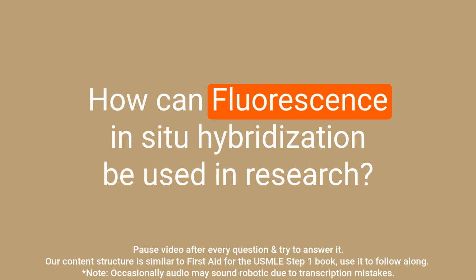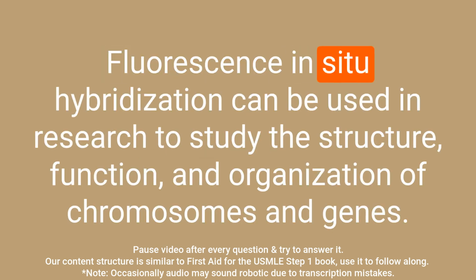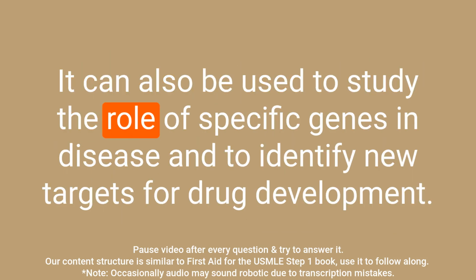Question: how can fluorescence in situ hybridization be used in research? Answer: it can be used in research to study the structure, function, and organization of chromosomes and genes. It can also be used to study the role of specific genes in disease and to identify new targets for drug development.